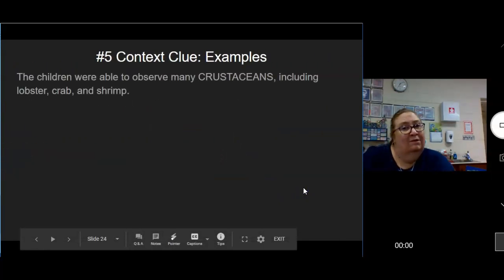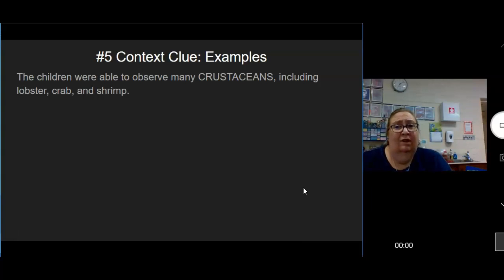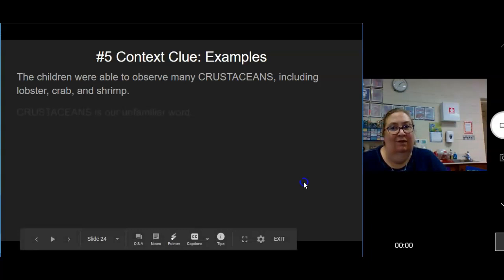The children were able to observe many crustaceans, including lobster, crab, and shrimp. Okay, so the word that we don't know for sure is crustaceans. That's a weird word. It makes me think of bread and cutting the crust off of bread, but lobster, crab, and shrimp are not types of bread, so I know I'm already wrong. So I need to look a little further.